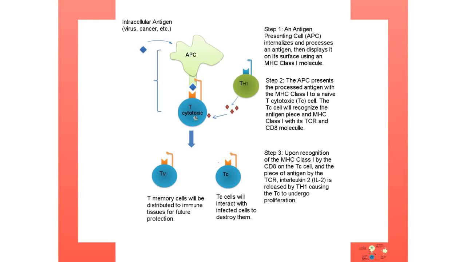The T cytotoxic cell can now be stimulated by interleukin 2, which was released by T helper 1 cells. Interleukin 2 will stimulate the cytotoxic T cell to undergo clonal expansion, producing both memory cells and active cytotoxic T cells. The memory T cells will go to the secondary lymphoid tissue for subsequent infection. The active T cell will be used to kill infected cells.